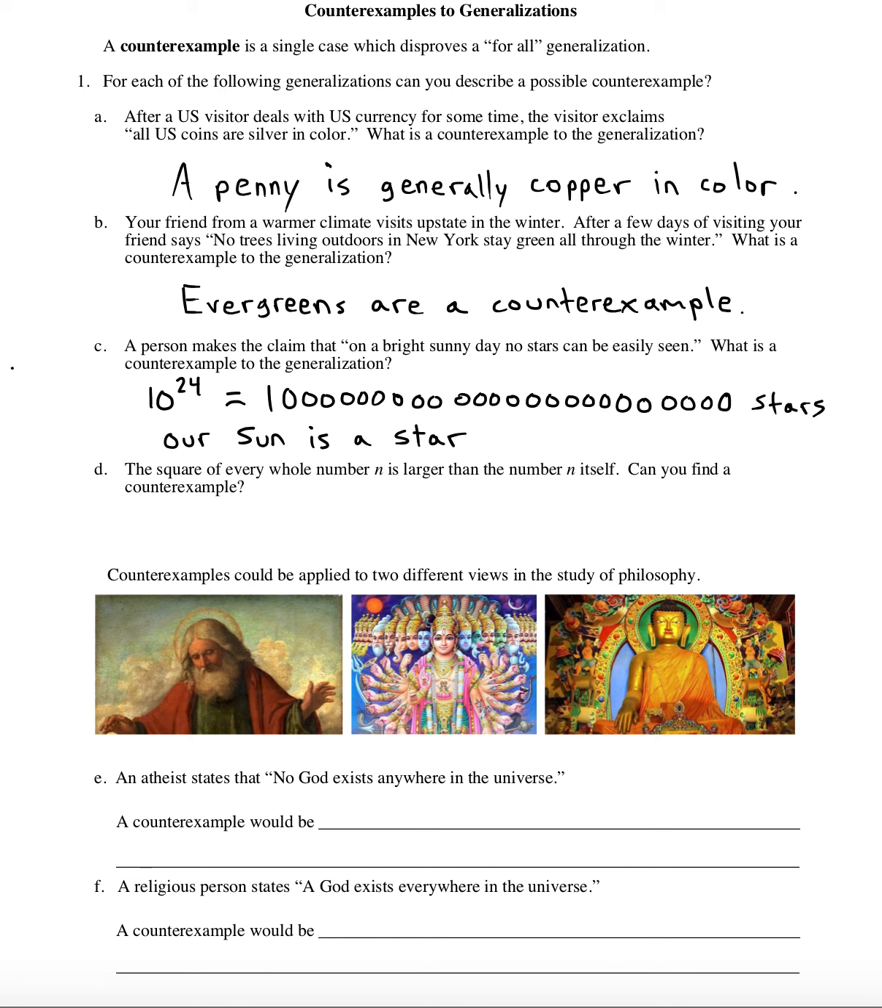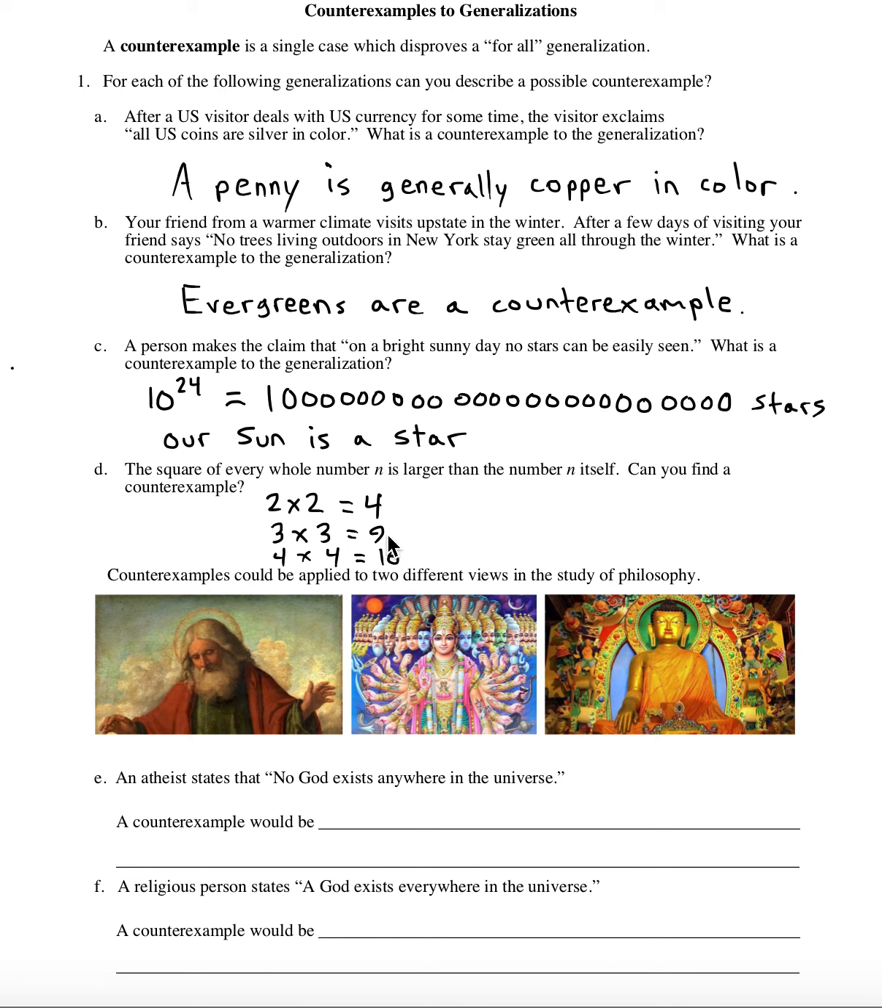But now let's go to a generalization which has an infinite number of examples of support. The square of every whole number n is larger than the number n itself. Let's look at a few cases where that would be true. 2 times 2 makes 4, so the square of the original number is bigger than the number itself. 3 times 3 would be 9, and 4 times 4 is 16, and this just would go on for all the natural numbers that are greater than 2.